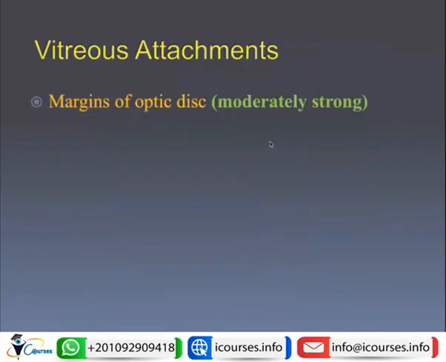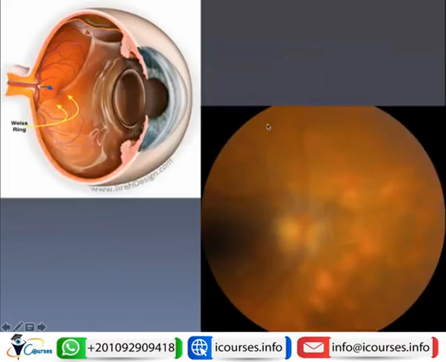The next strongest attachment is at the margins of the optic disc. This attachment is moderately strong. As you can see here, this is the vitreous gel, and this is the retina, and this is the attachment to the retina. There was attachment to the optic disc head, but it is now separated, and you can see a landmark of this separation by this ring. This ring was originally placed over the margins of the optic disc, but now it is separated.